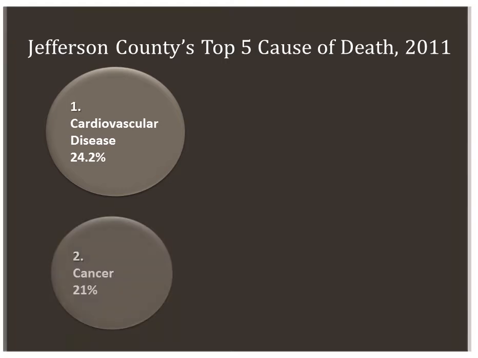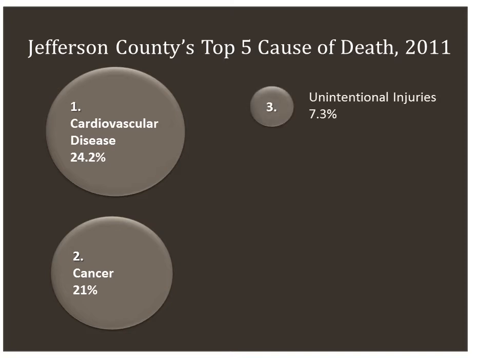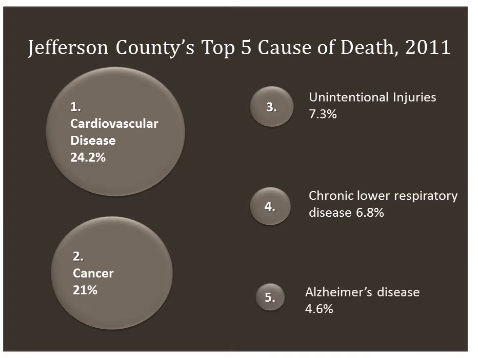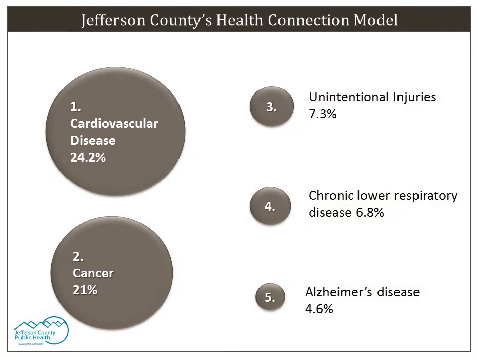24.2%. Cancer, 21%. Unintentional injury, 7.3%. Chronic lower respiratory disease, 6.8%. And Alzheimer's disease, 4.6%. This is the first piece of our Health Connections model. We will come back to this in just a bit.